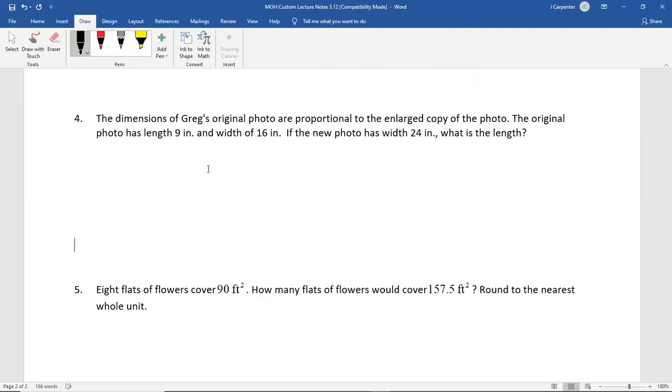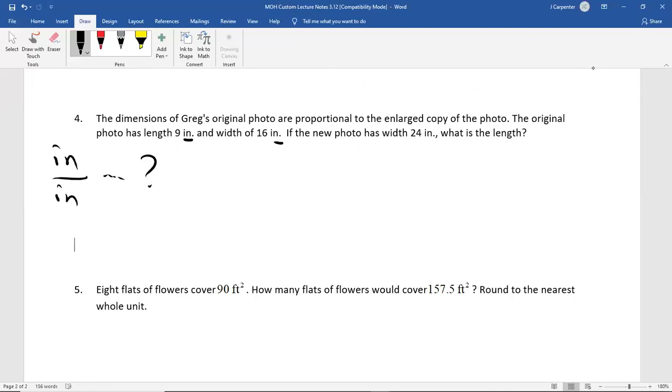All right, so the original photo has a length of 9 inches and a width of 16 inches. If the new photo has a width of 24 inches, what is the length? Now be careful when you're writing your words to the side to remind you what goes top and bottom. Some people might think, oh, well, this is inches, so let me write inches over inches.